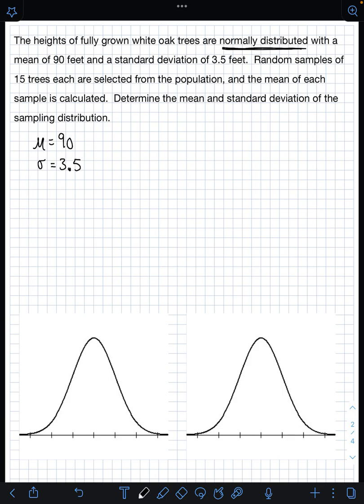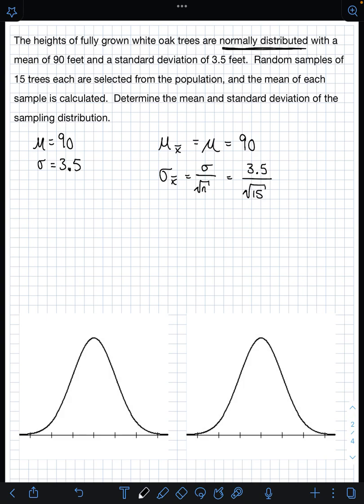So, to start with here, we're going to determine the mean and standard deviation of the sampling distribution. That is to say, we need mu sub x bar, but mu sub x bar is the same value as mu, which in this case is 90. Sigma sub x bar is equal to sigma over the square root of the sample size. So 3.5 over the square root of 15.